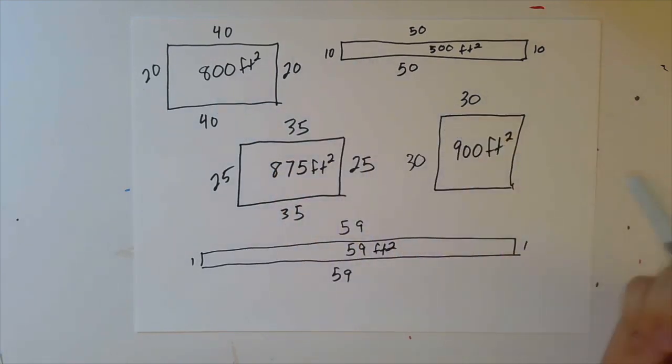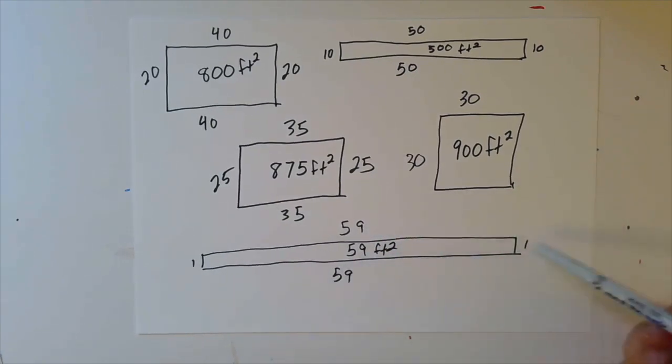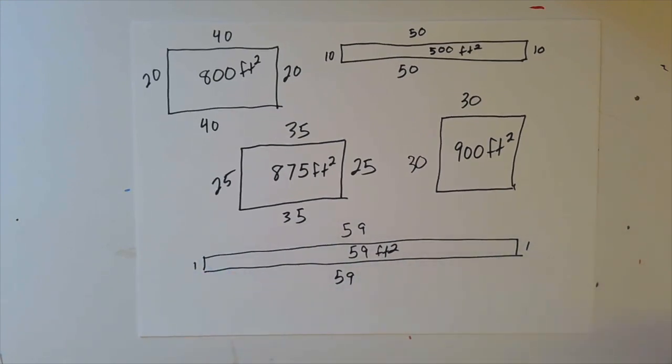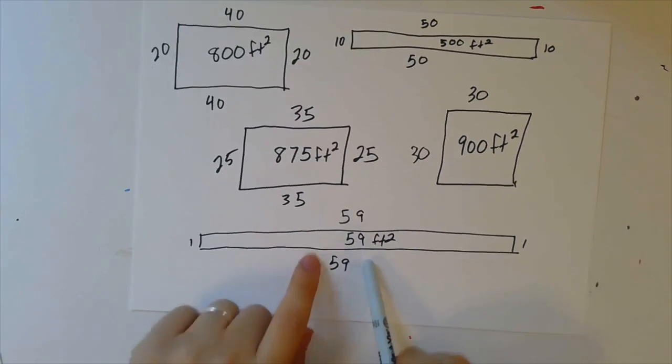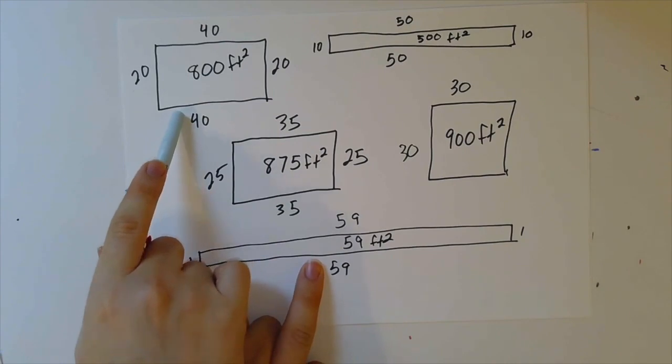I could go for a really oblong fence and make it 59 feet wide by 1 foot high. That still uses 120 feet of fencing, because 59 plus 59 plus 1 plus 1 is 120. But it encloses only 59 square feet of area. So you'll note this fence is way worse than this fence up here in terms of the area it encloses.